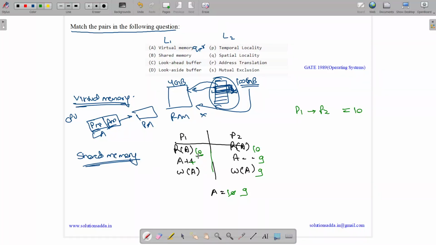Then P1 has stored 10 in its local memory, so it will increment 10 to 11. Then it writes 11 over here. So what's the final output? If we are having P1 concurrent to P2, then output will be 11. There are other outputs also possible, but we can easily see that there is inconsistency in data.